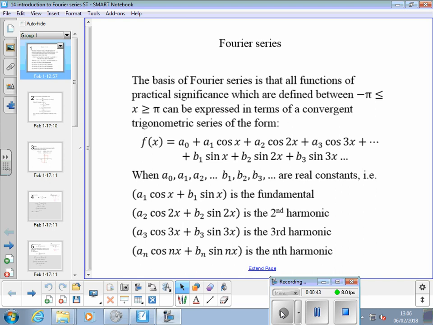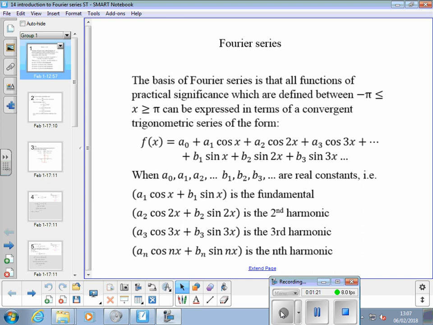Okay, so the basis of that mathematically is Fourier series. I'm not going to spend a whole lot of time on this, but I want to show you where it comes from, that we can represent a square wave through a repeating series of third harmonics. The basis of Fourier series is that all functions of practical significance, which are defined between the values of x from minus pi to plus pi, can be expressed in terms of a convergent trigonometric series of the form.